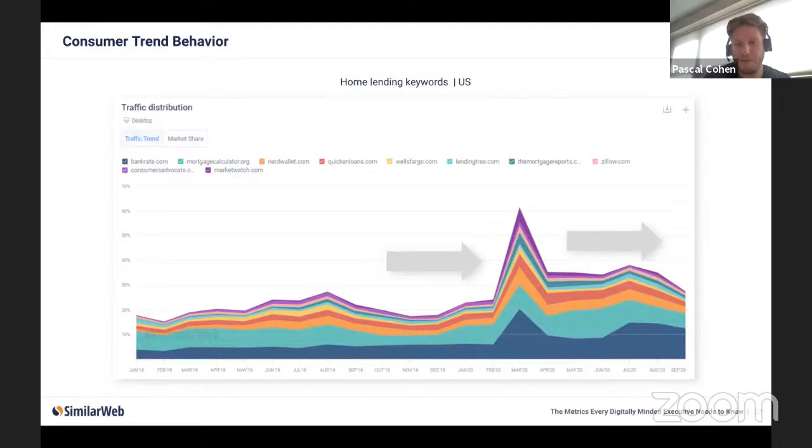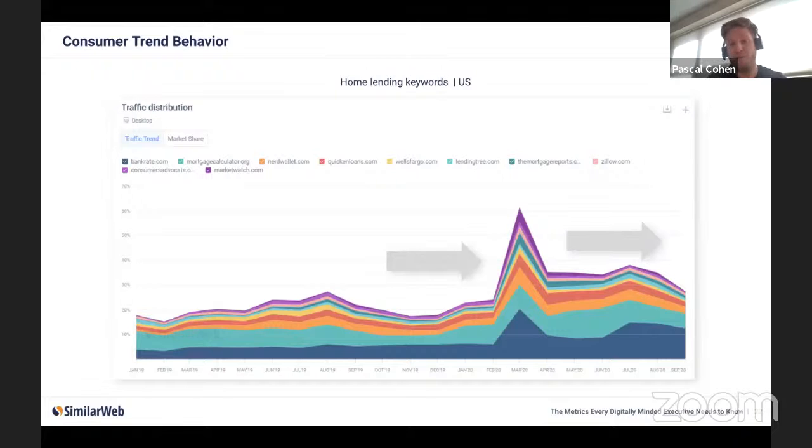We see a huge spike in March in the US market. There can be multiple reasons for that. We know, of course, the pandemic started, and a lot of people, unfortunately, had issues at work and got furloughed. So people were more worried about what's happening, and maybe some people wanted to sell their houses.